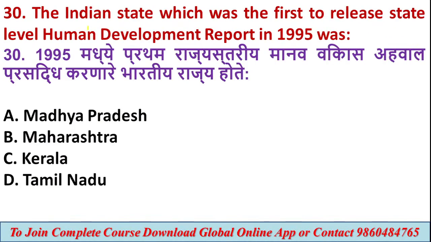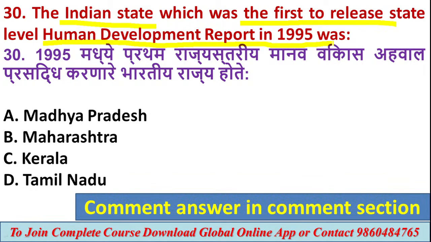Question number 30. The Indian state which was the first to release state level human development report in 1995 was option A Madhya Pradesh, option B Maharashtra, option C Kerala, option D Tamil Nadu. You have to comment the right answer in the comment section because this question is homework for you all.